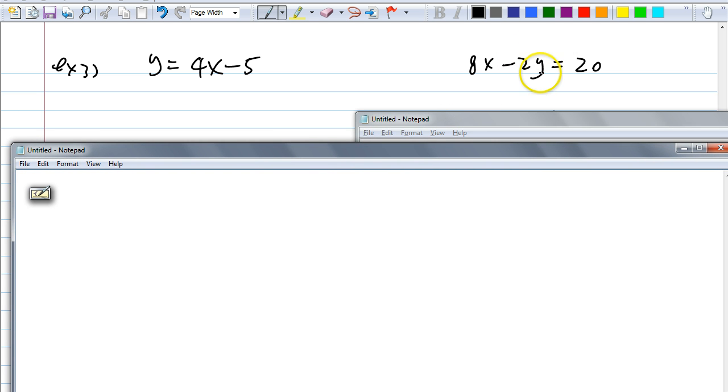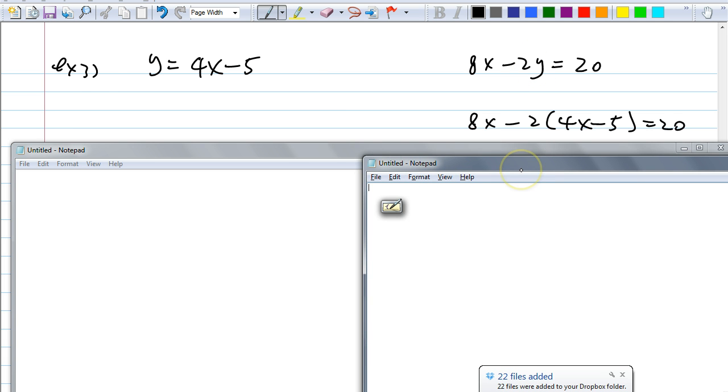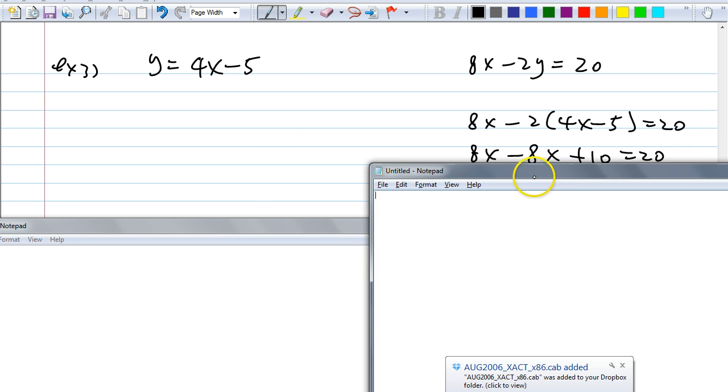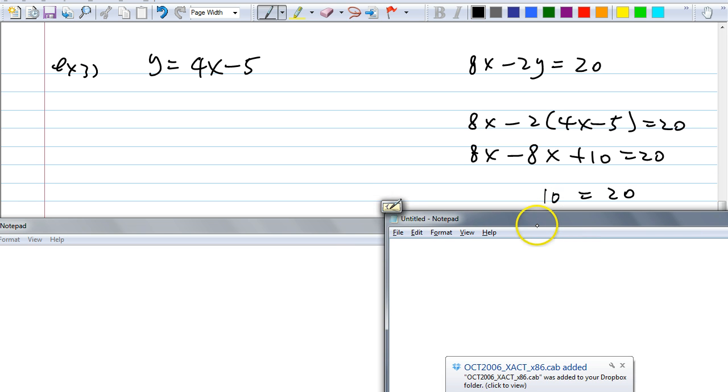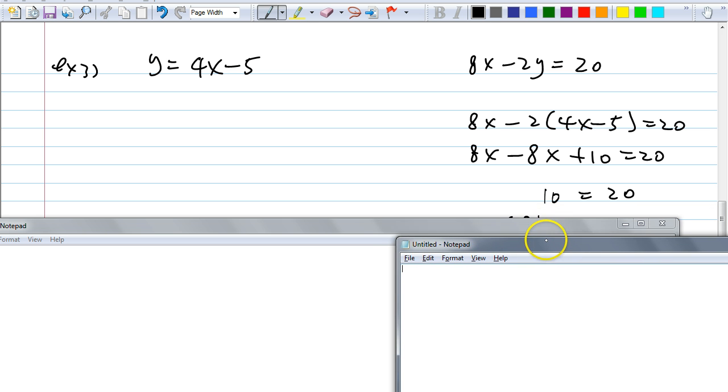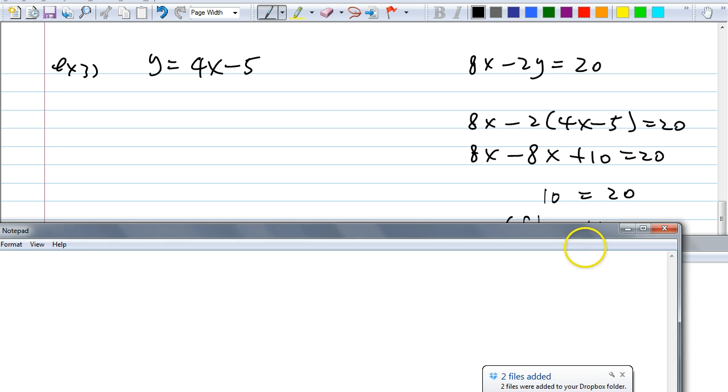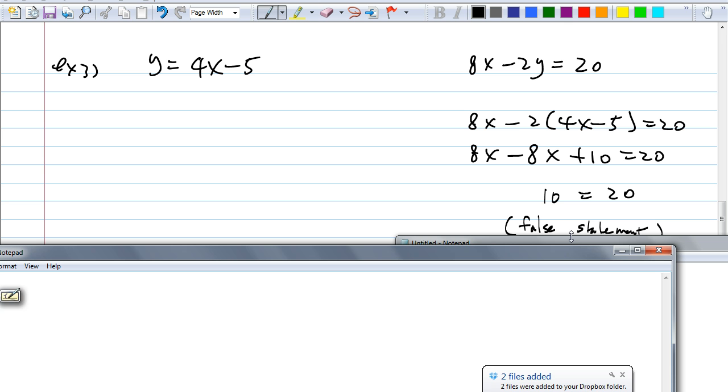When I plug in place of y in the second equation, did you all write down 8x minus 2 parentheses 4x minus 5? Yeah. And you say, well, this becomes a little bit interesting. So you get 10 equals 20. What does 10 equal to, guys? 10 equals 10. 10 doesn't equal 20, does it? So, what do you think this means? This is a false statement, right? 10 doesn't equal 20.